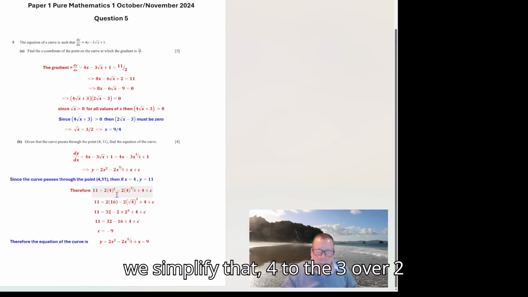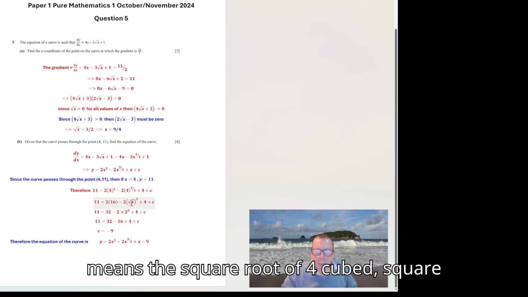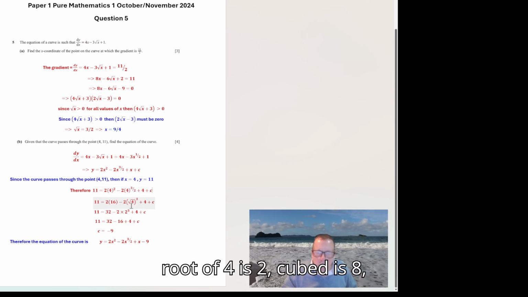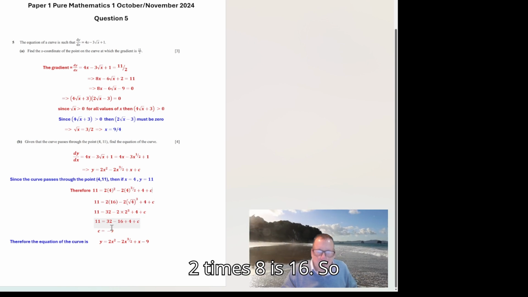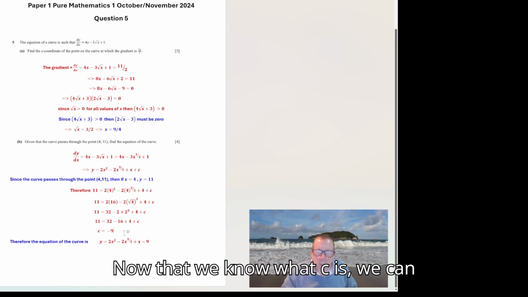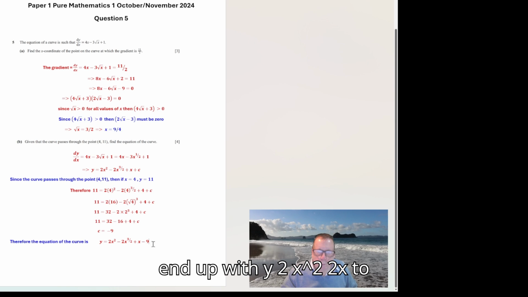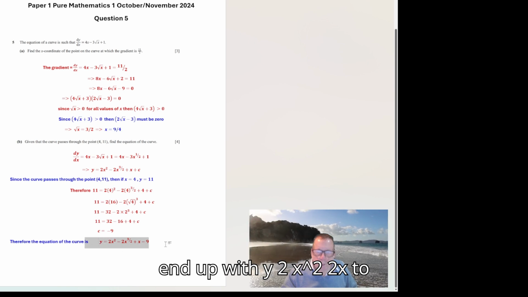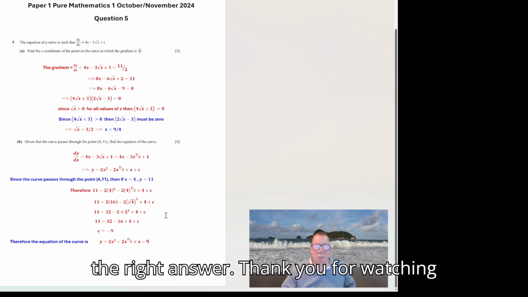So if we simplify that, 4 to the 3 over 2 means the square root of 4 cubed. Square root of 4 is 2, cubed is 8. 2 times 8 is 16. So we end up with this, which gives us c equals 9. Now that we know what c is, we can substitute in our equation back here and end up with y equals 2x squared minus 2x to the 3 over 2 plus x minus 9, which is the right answer.